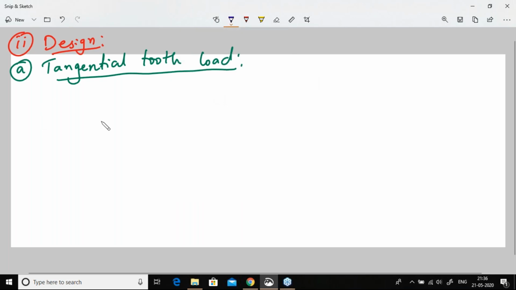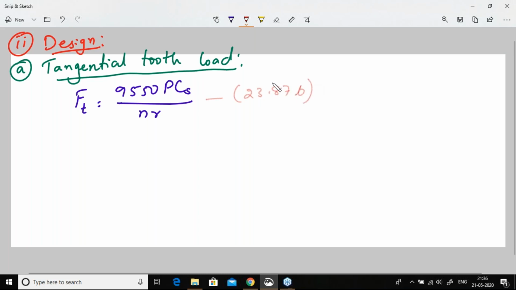So for this one, the equation is Ft = 9550 × B × Cs / (N × R). This one we have in the data handbook, that is 23.87 D. In this one, P is nothing but the power. In the problem statement, they will give you Cs, the service factor. We will get this service factor from table 23.13.